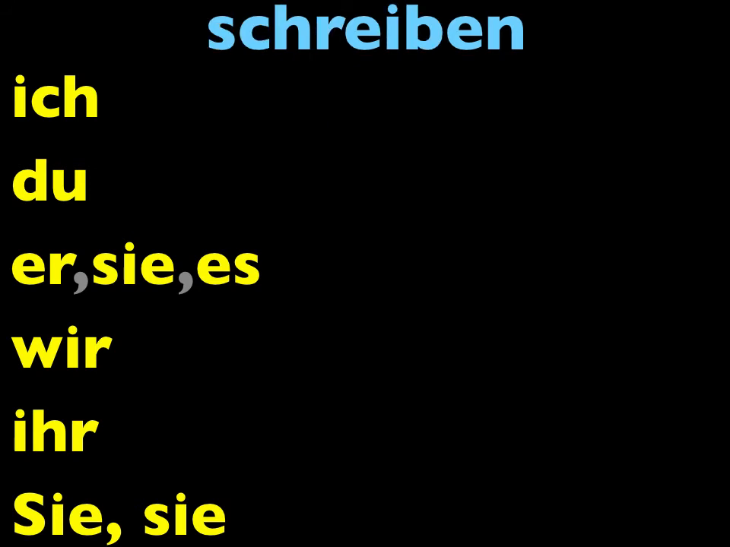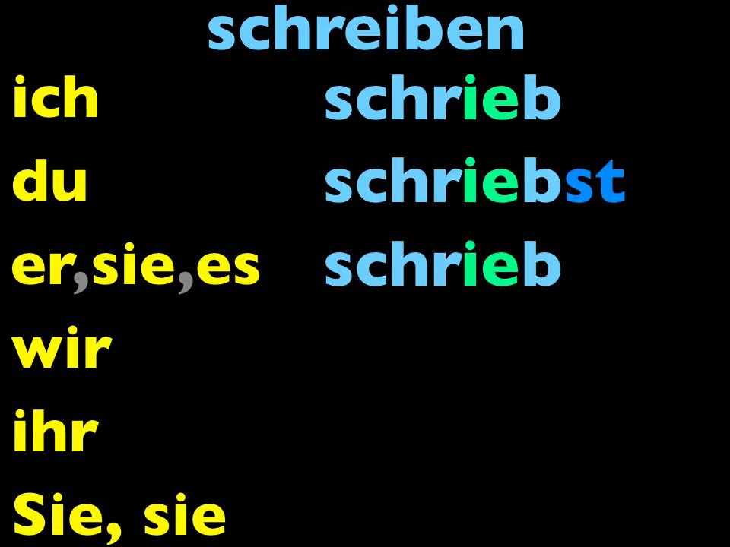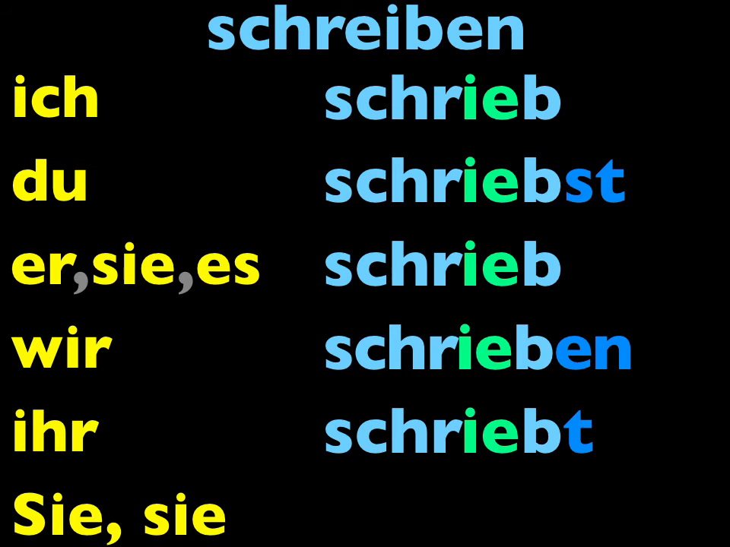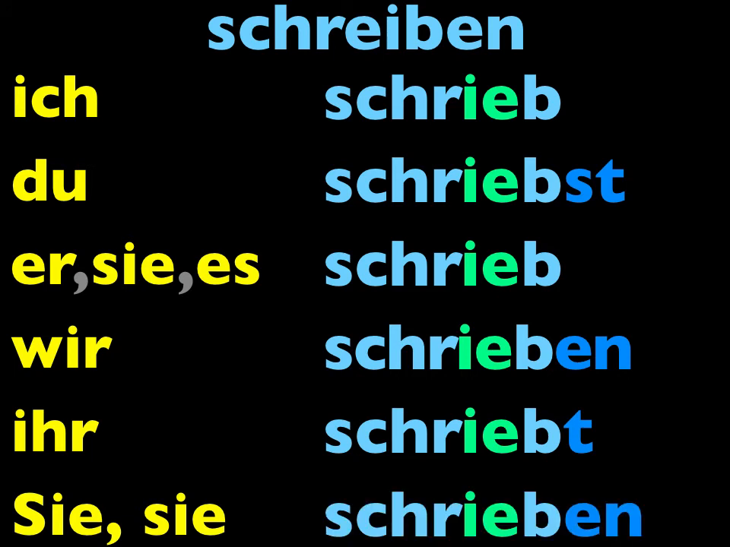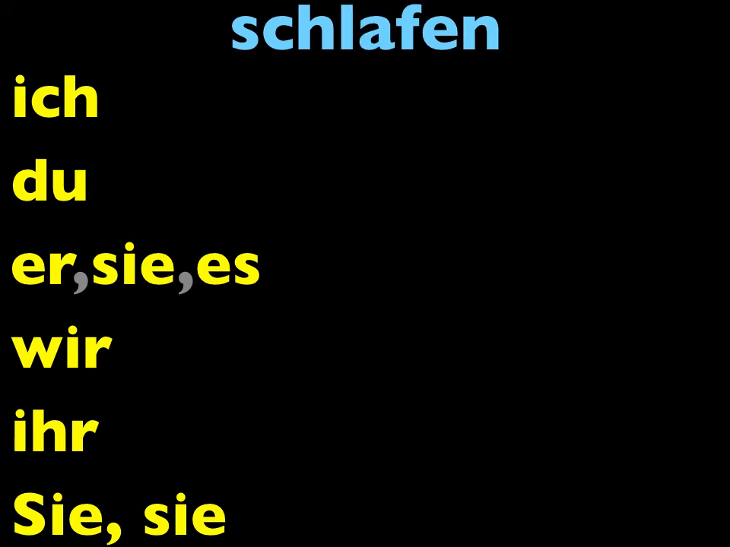The next two verbs, including this one, change the vowel to the letter IE in the imperfect tense. So this has EI in it, but it switches around to IE. So schreiben, to write, becomes, repeat after me, ich schrieb. Du schriebst. Schrieb. Wir schrieben. Ihr schriebt. Sie schrieben. And the verb schlafen, to sleep.